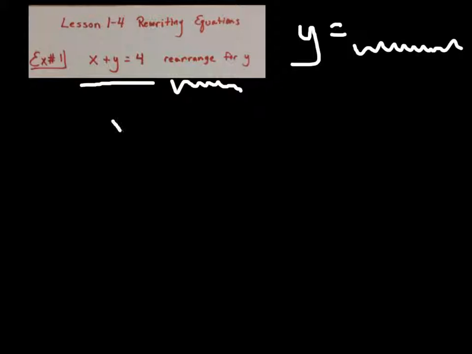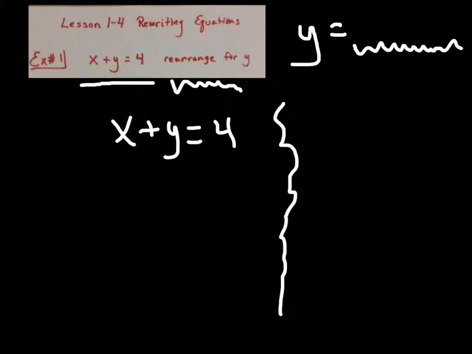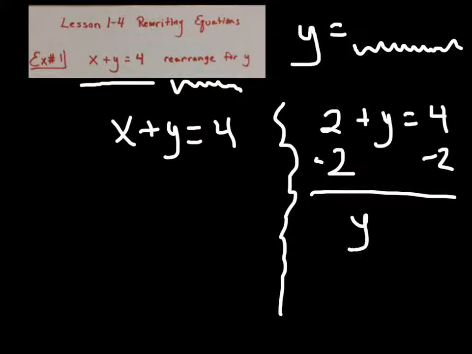So for this first problem here, x plus y equals 4, I'm going to compare this equation to something you might be a little bit more familiar with. If I had a problem like 2 plus y equals 4, and I asked you to solve, I bet many of you could tell me how to do that. For example, for this problem here, you would subtract 2 from both sides, and you'd end up with a value of y equals 2. 4 minus 2 is 2.